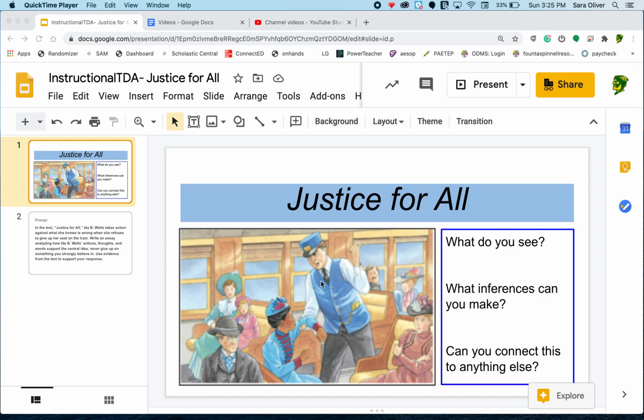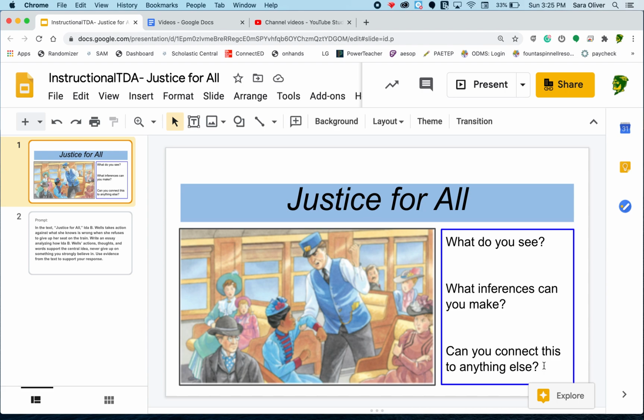I also can make an inference that the train conductor is going to continue trying to pull her. Instead of just using his words asking her to leave, it is now at this point where he is grabbing her arm and looks very angry. I can tell by the way Ida B is not standing up that she's kind of refusing this action.